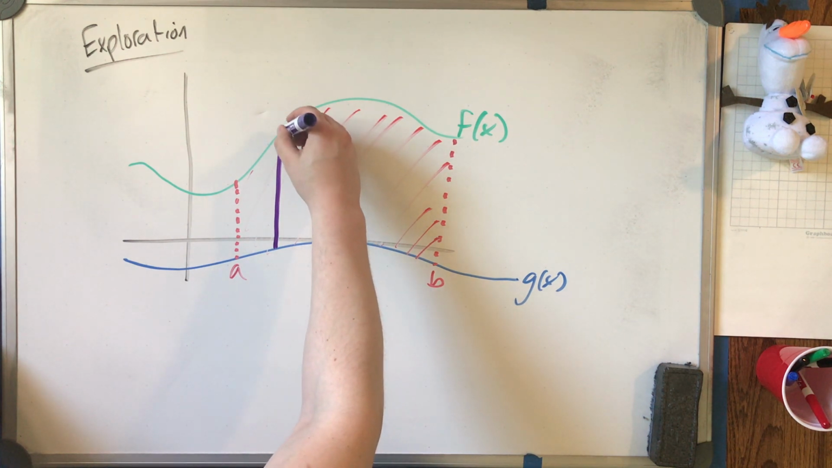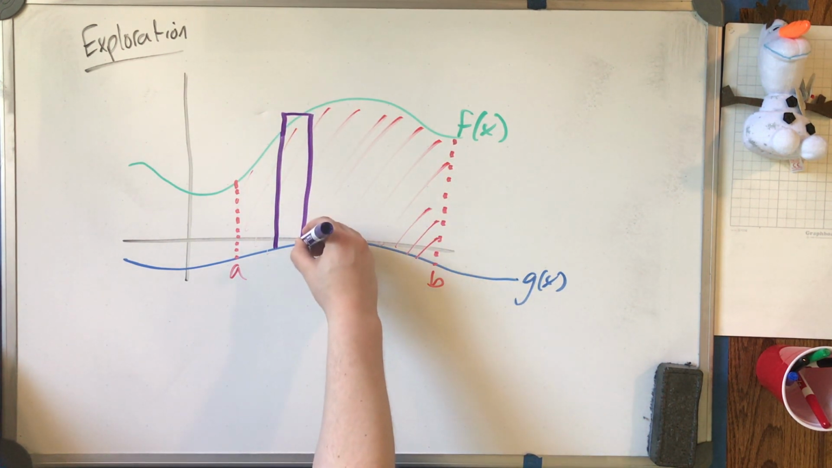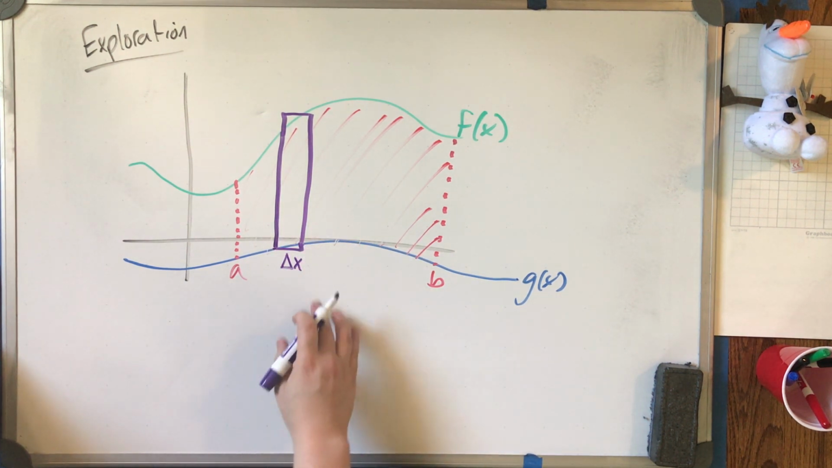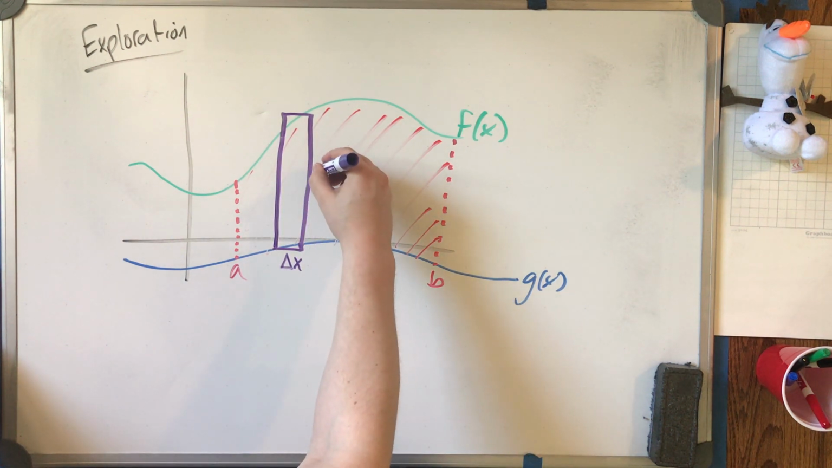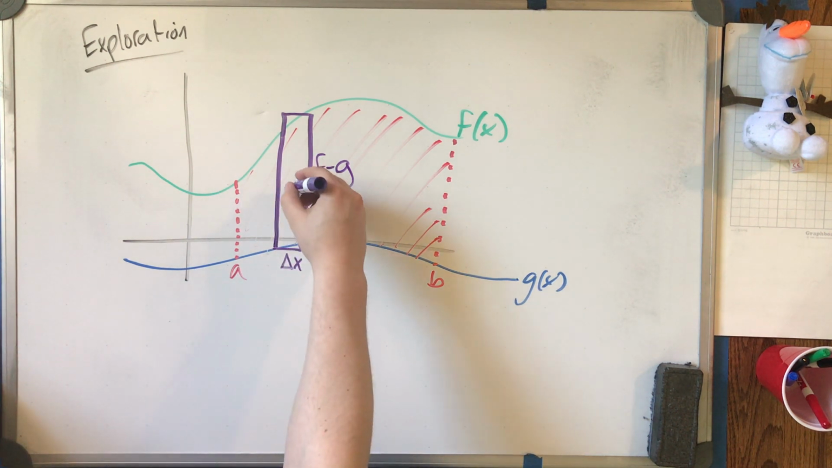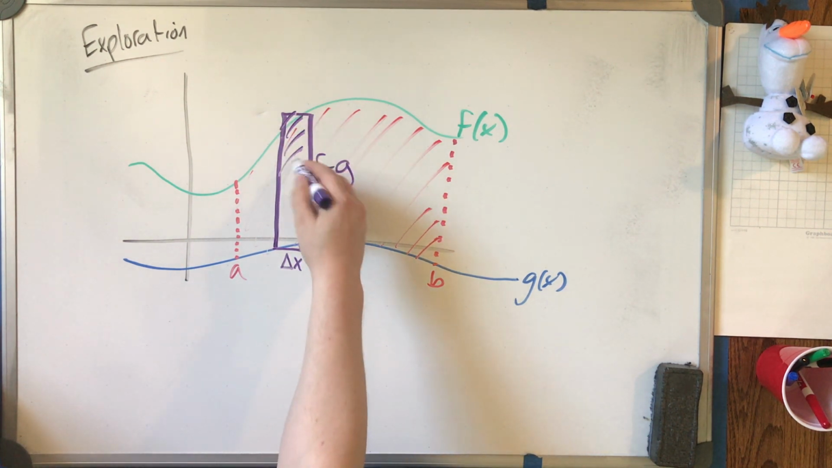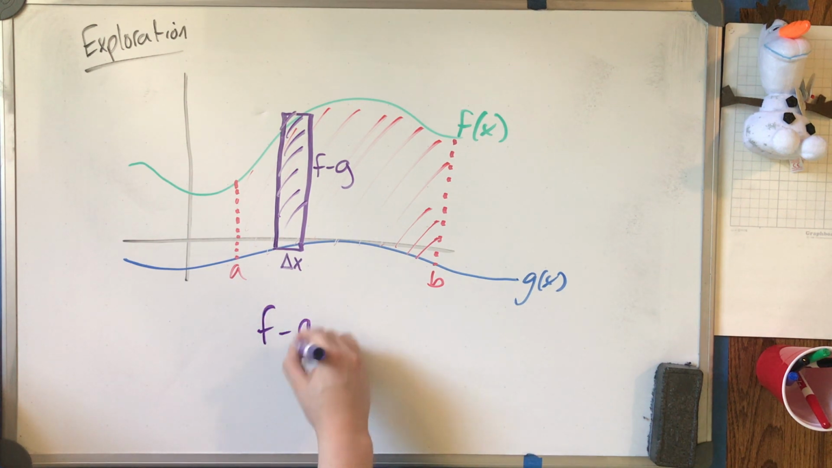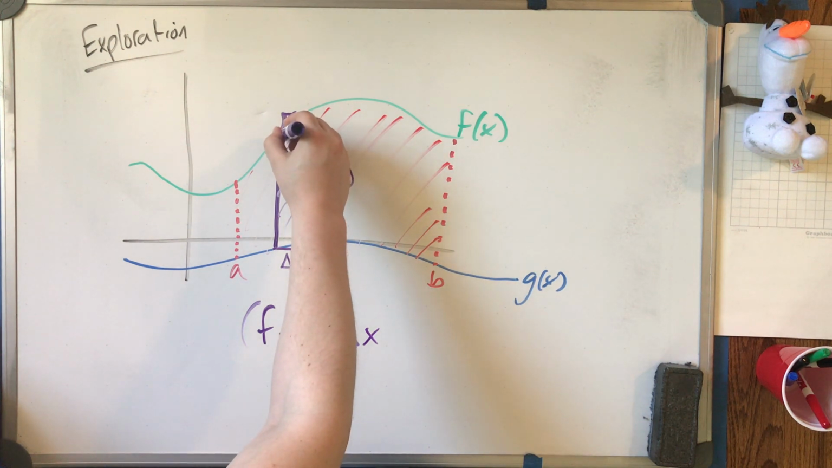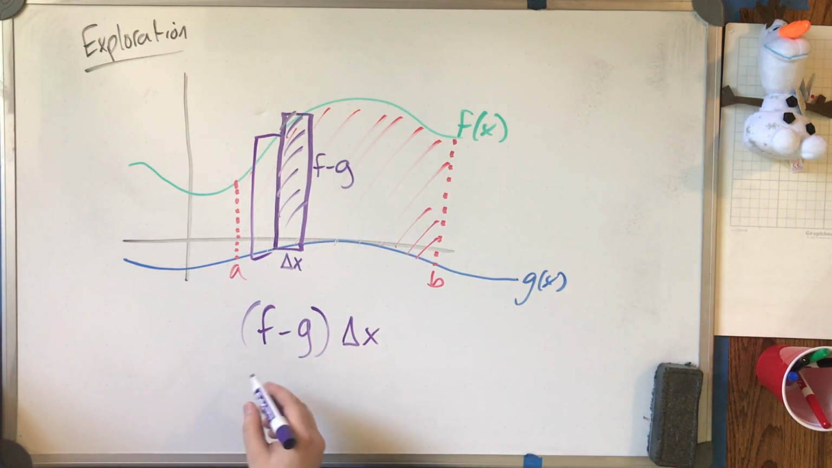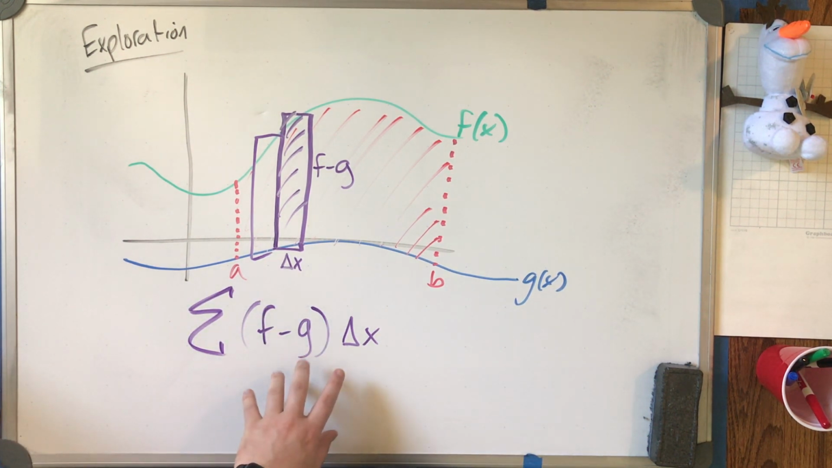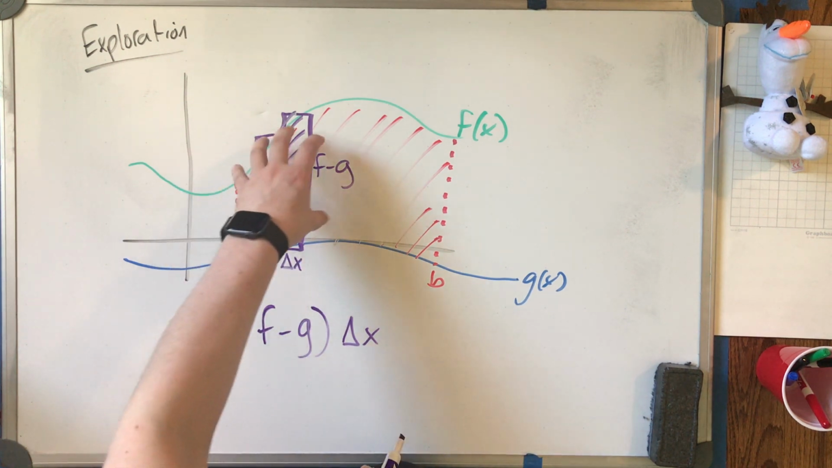We could say, hey, I'm going to make a rectangle right here, and it has some sort of change in x values, and its height is going to actually be the f function minus the g function. Okay, so I can find the area of just a single one of these little rectangles by just doing f minus g times that change in x. And then if I just get a bunch of these rectangles and add them all up, which would be this crazy symbol here, that's going to give me an approximation for all of these.